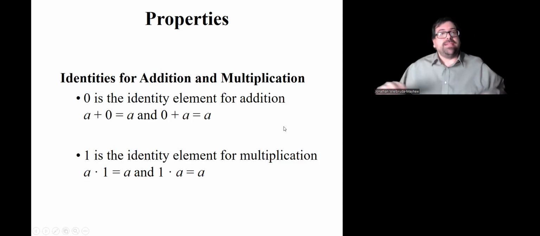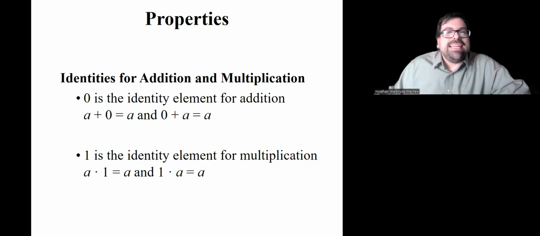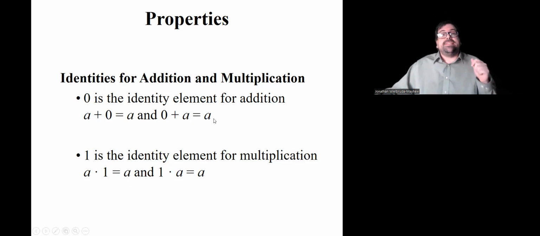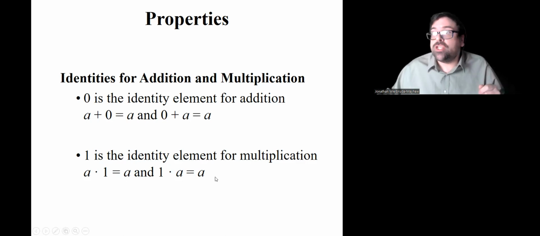Next, we have the identity properties for addition and for multiplication. Identity means giving us back what we started with. So for addition, the identity element is 0 because we can add 0 to anything without changing it. For multiplication, the identity element would be 1 because we can multiply anything times 1 without changing it. So for addition, the identity is 0 because we can add 0 and not change. For multiplication, the identity is 1 because we can times 1 and not change.